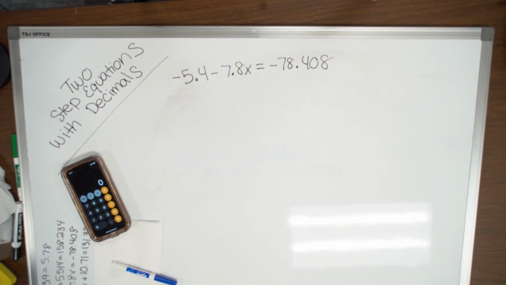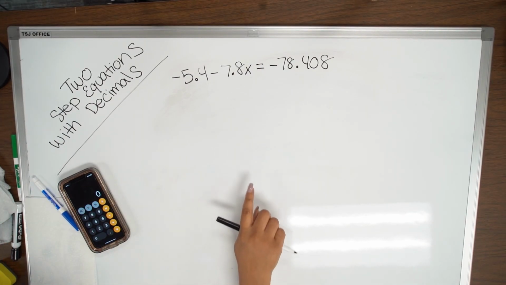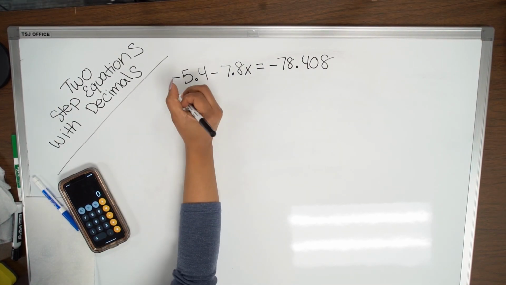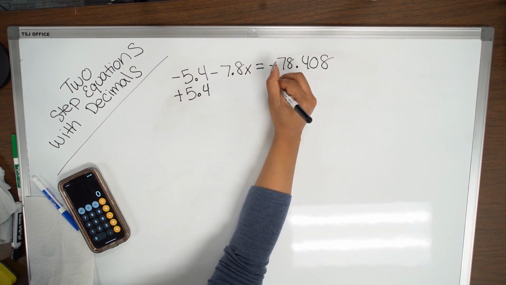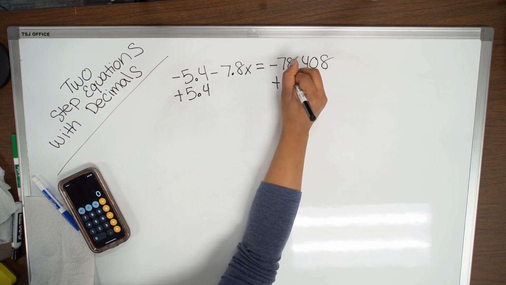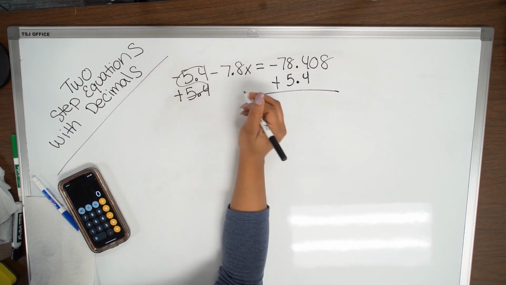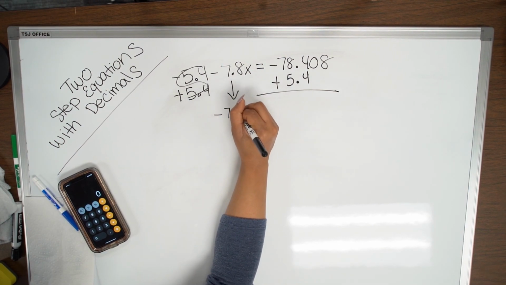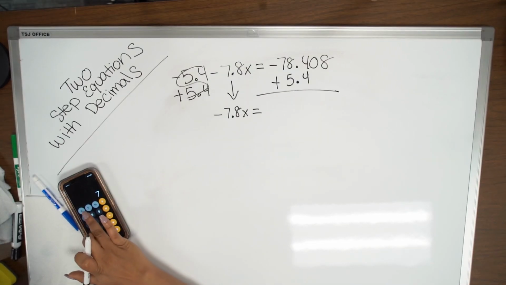All right, so now we're going to move the 5.4 because we need all the numbers on one side, all the variables on the other side. So this is negative, so we're going to make it a positive to move it. What you do on one side, you have to do to the other side. We're going to line up the decimals here. This cancels out. This will be brought down, so it's negative 7.8x equals. Let's do our calculator.